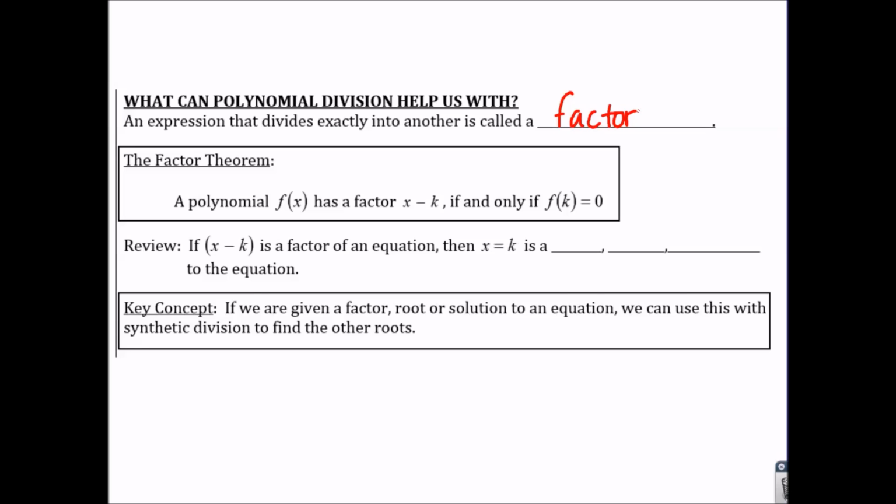So, the factor theorem says that a polynomial has a factor, x minus k, if and only if f of k equals 0, or the remainder equals 0. So, just to review, because this is an important concept, if x minus k is a factor of an equation, then x equals k is the root or 0 or solution to the equation.